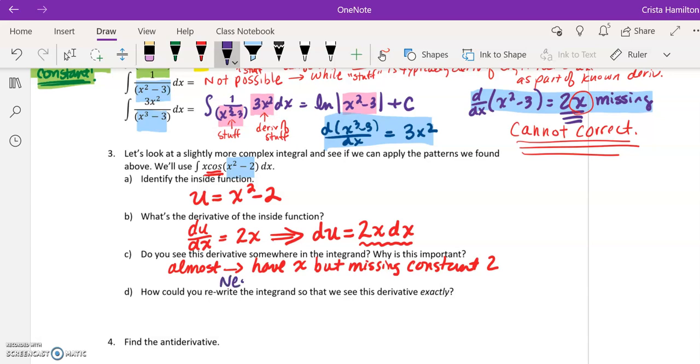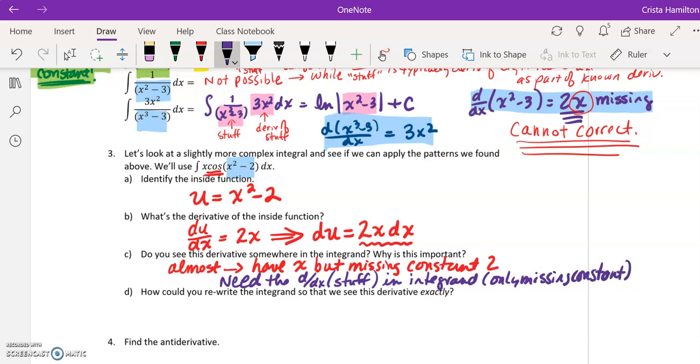So why is it important? We need the derivative with respect to x of the stuff in the integrand. And it's important that we are almost there. If you don't have the derivative of the stuff in the integrand, you want to make sure that only missing a constant is okay.